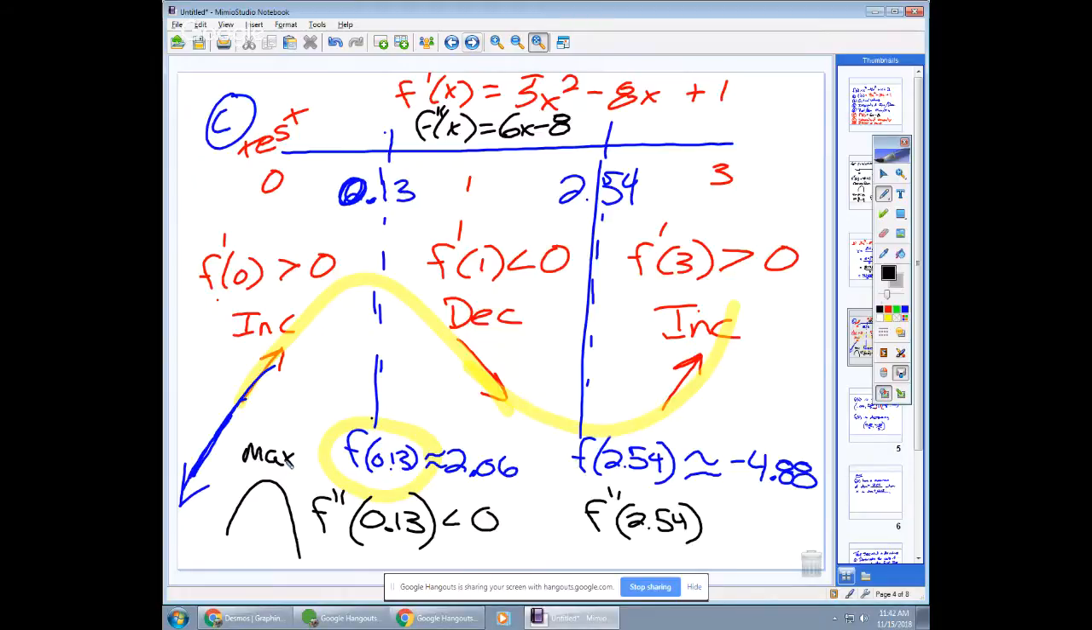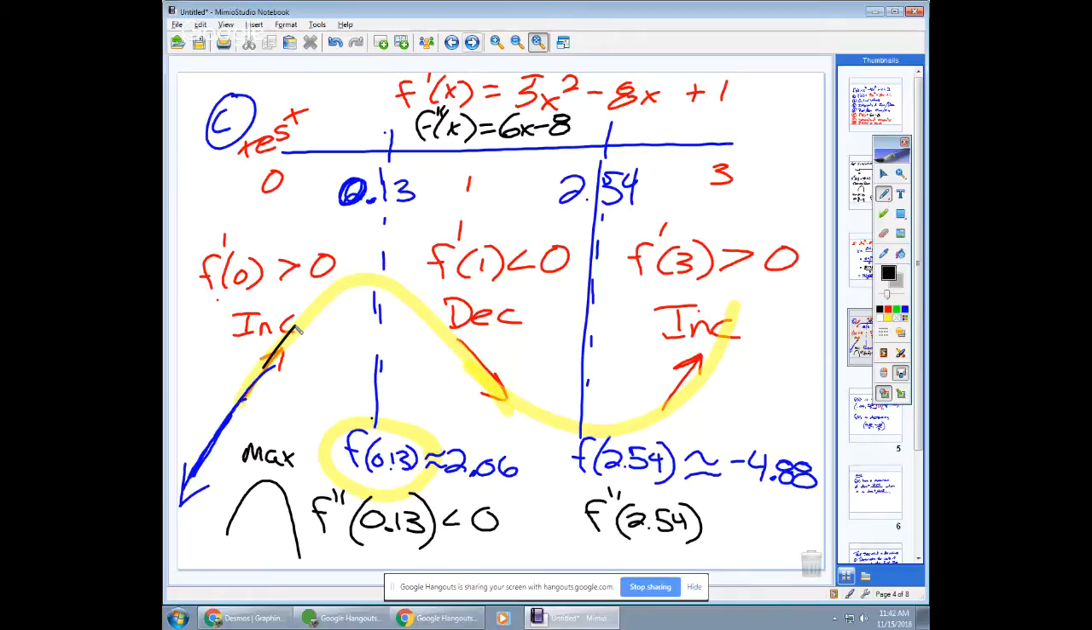The first derivative tells us that too, right? But the first derivative, so there's a trade-off. With the first derivative, I have to check a number on the left side and the right side to make sure it's going up and down or down and up. Second derivative, I just plug one number in, the critical point.